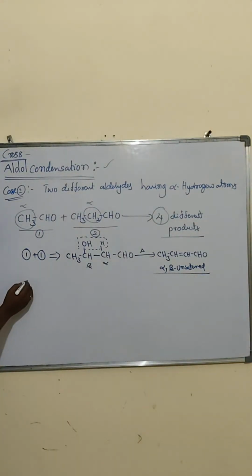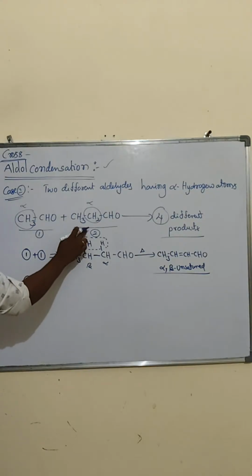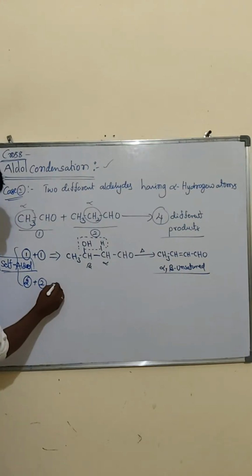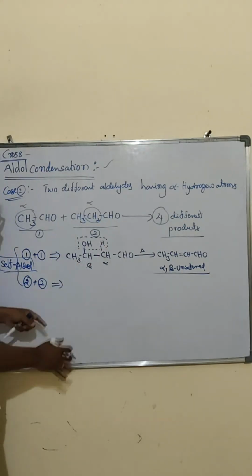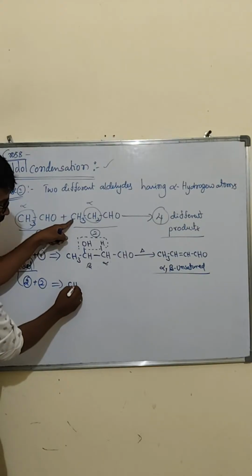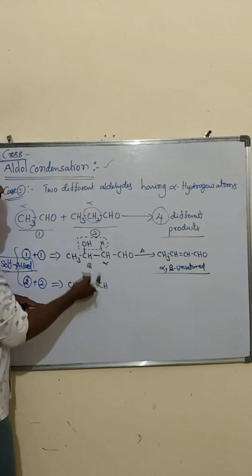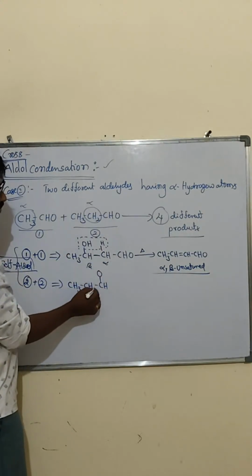See, look at the second one, 2 plus 2 in between the second molecule. These two we call self aldol condensation. So in case if you take the second compound, how to write the product, look at my dear students. CH3 then CH2 then CH. I told that O you have to write it as up.